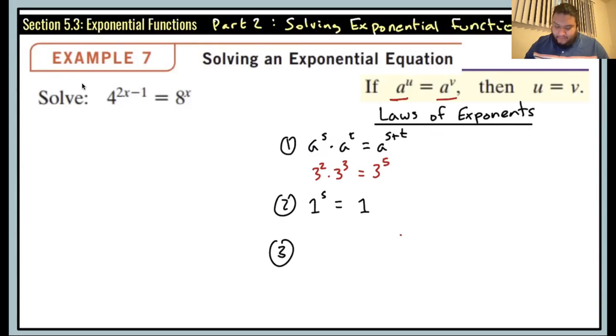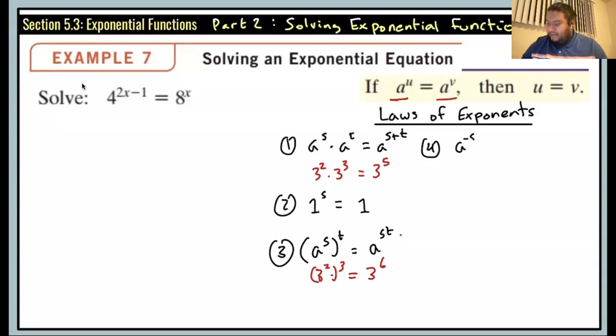Law number 3, if you have a to the power of s to the power of t, that becomes a to the power of st. What does that mean? That means if you have 3 to the power of 2 to the power of 3, that's going to be 3 to the power of 6 because you multiply. Rule number 4, if you have a to the negative s, so if you have a negative exponent, that's going to be 1 over a to the power of s. Okay, which also looks like 1 over a to the s. What does that mean, mister? So that means that we have 5 to the negative 2, that's going to look like 1 over 5 to the power of 2, which is the same thing as 1 over 5 squared.